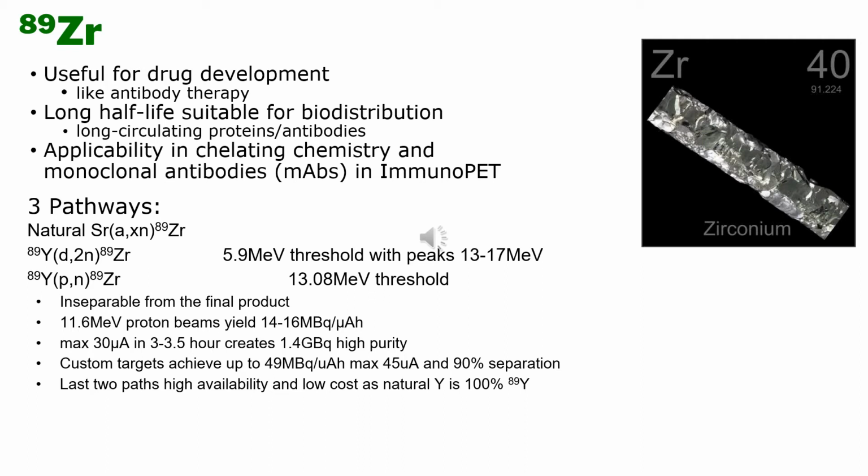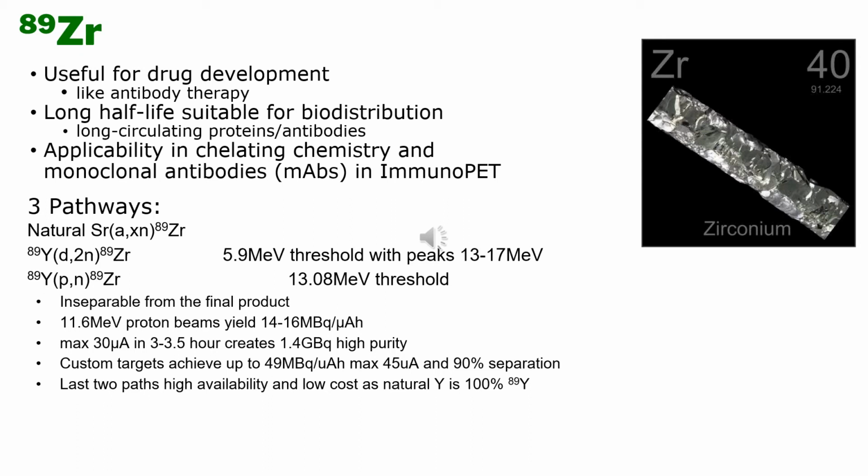On the side, you see a 13.08 megaelectron volt threshold. This is an upper limit, where above that, production of zirconium-88 begins to occur. Zirconium-88 is undesirable because it cannot be easily separated from zirconium-89 and also has a much longer half-life, about 83 days instead of 78.4 hours. This limits its usability in diagnostic processes.